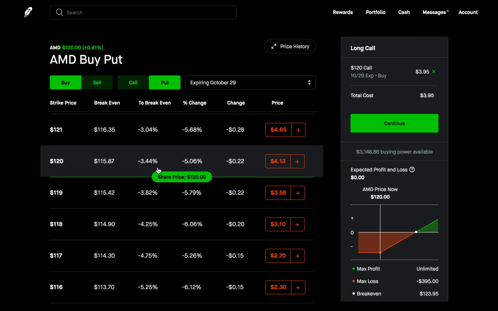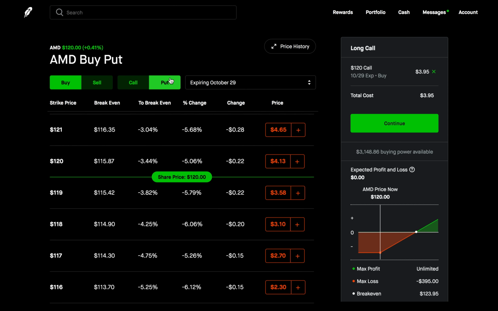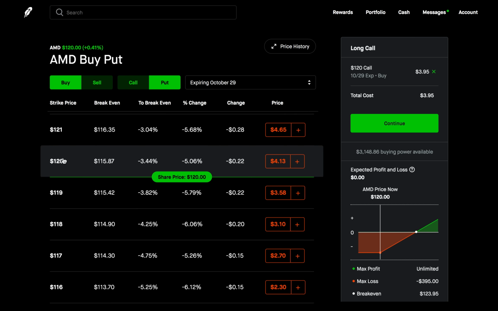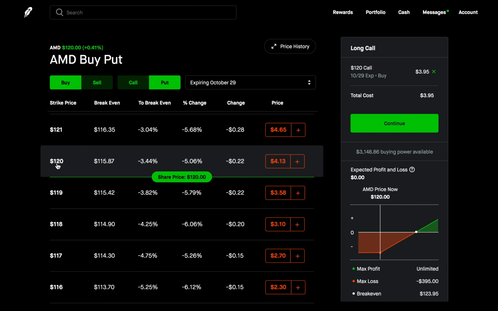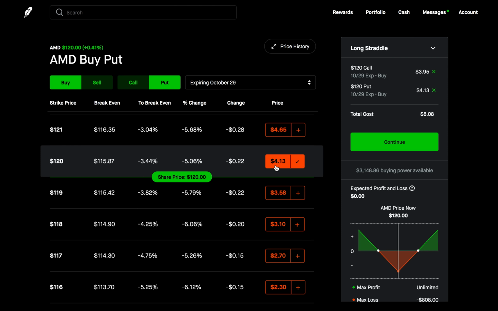So again, the at the money option for put is going to be the same concept. We want to find the strike price that's closest to the share price. Share price is right on 120. There is a strike that's also at 120. So this is the at the money put option. So I would also go ahead and buy this one. And this is going to cost $413.